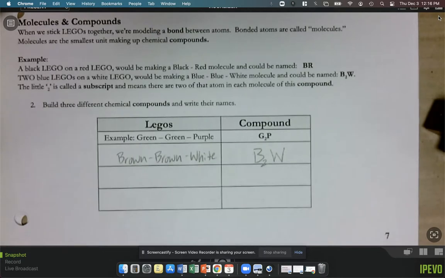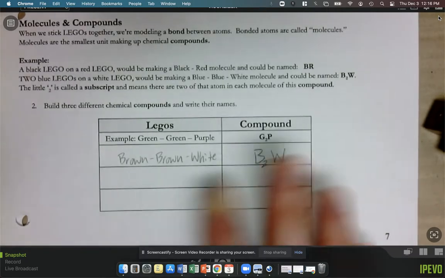And you can pick, then some more. Don't make a compound with like 10 atoms on it, unless you really want to, because then it'd be like B10 or something like that. Okay, 2 more here, then flip to the next page.